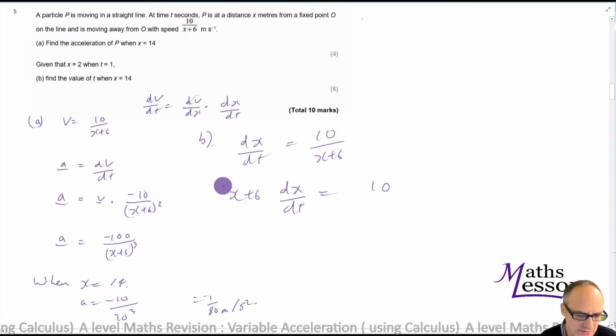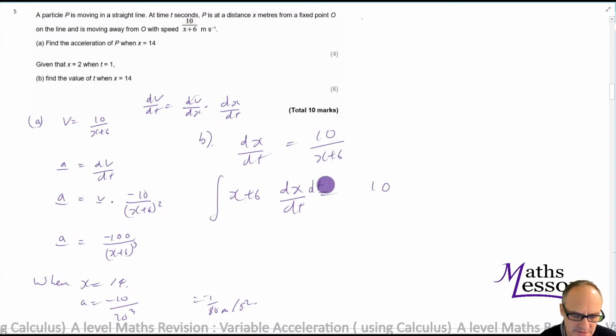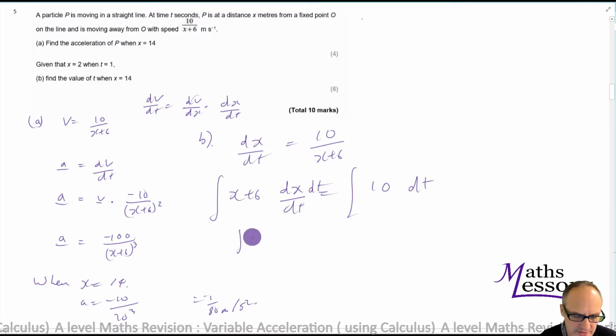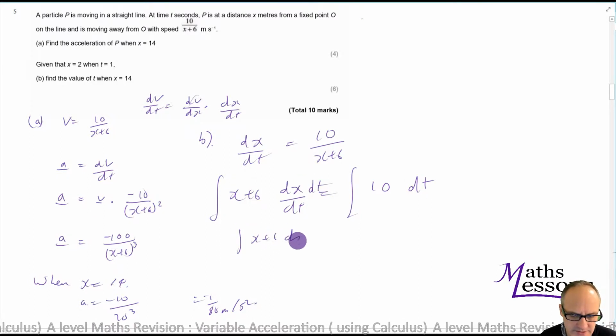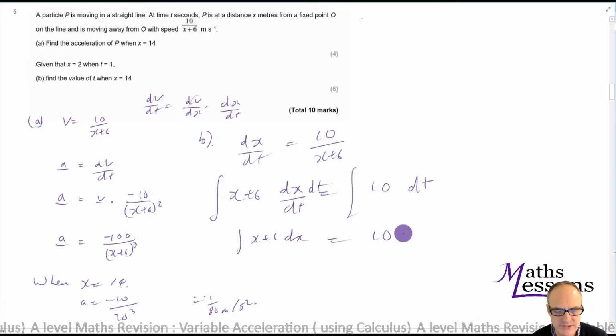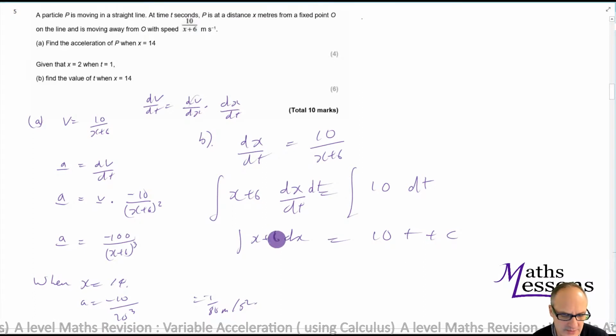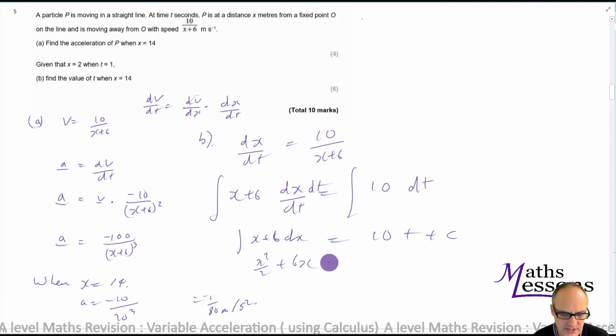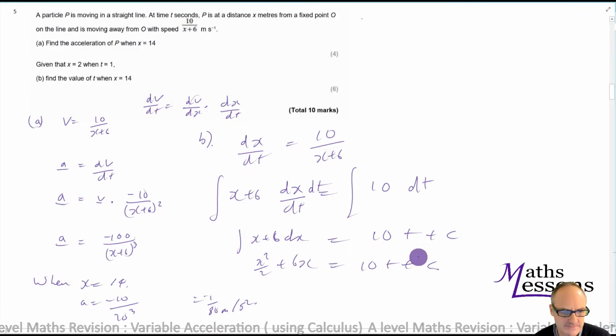Now, if we integrate both these sides with respect to t, then this just ends up being the integral of x plus 6 with respect to x. And the integral of that with respect to t is just going to be 10t plus c. Integrate x plus 6, I'll get x squared over 2 plus 6x equals 10t plus c.